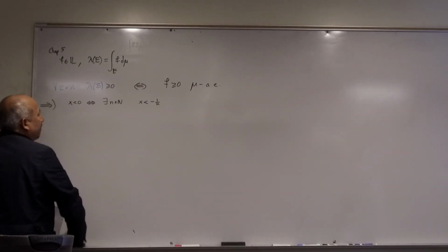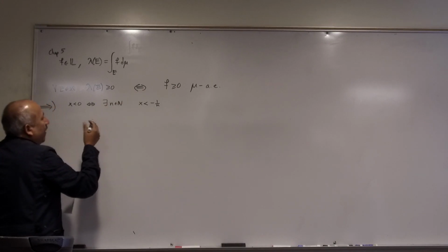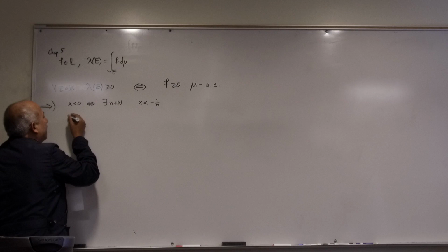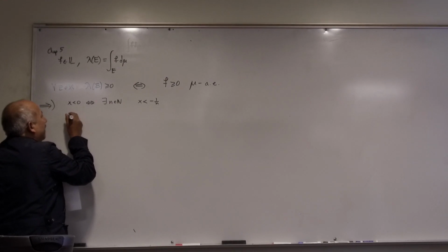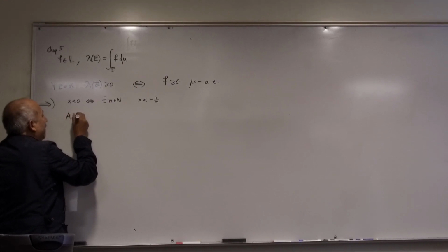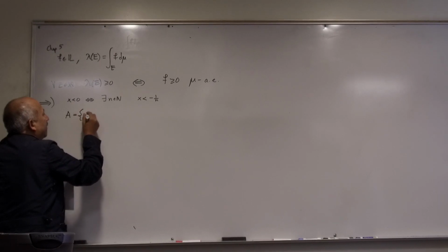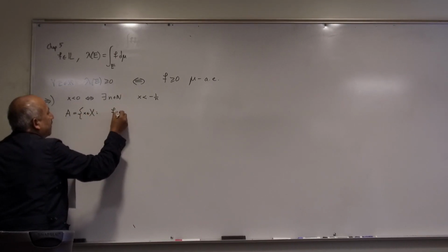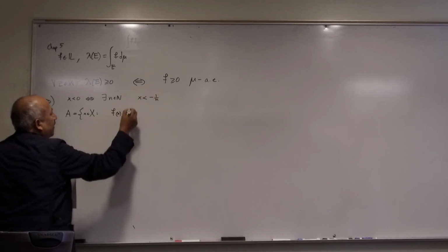Based on that fact, you consider the set A_n equals the points in the universe such that f of x is less than -1 over n.